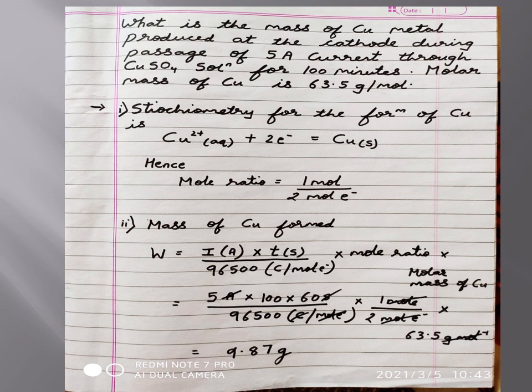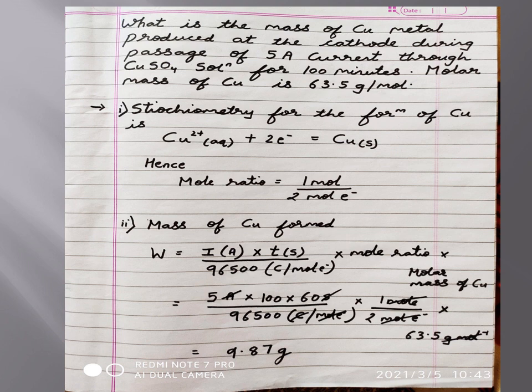So students, over here we are supposed to calculate the mass that is deposited or produced at the cathode. For that we need to know the stoichiometry for the formation of Cu. That is, we need to know the cell reaction. As you all can see, students, it is Cu2+ + 2 electrons giving Cu metal. So reduction is taking place over here, as there is a gain of electrons.